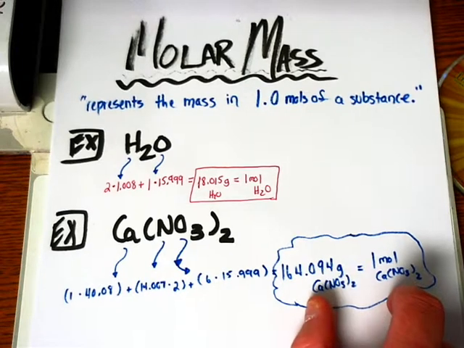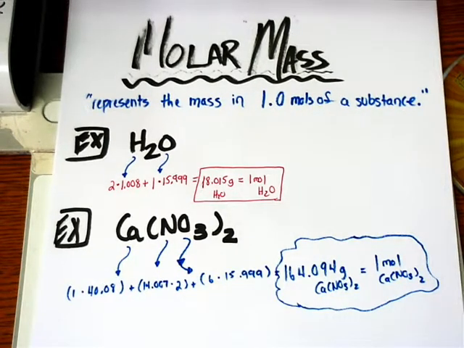Let's just understand the concept right now. I'm going to reverse it real quick. Let's say I had 164.094 grams of calcium nitrate. How many moles do I have? 1 mole. I have 1 mole of calcium nitrate. How many grams do I have? 164.094 grams of calcium nitrate. What if I had 1 mole of water? How many grams? If I had 18.015 grams of water, how many moles? Do you see the trend here?